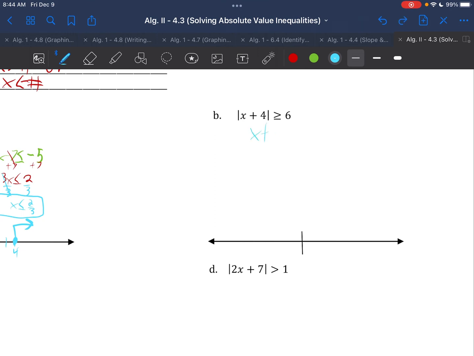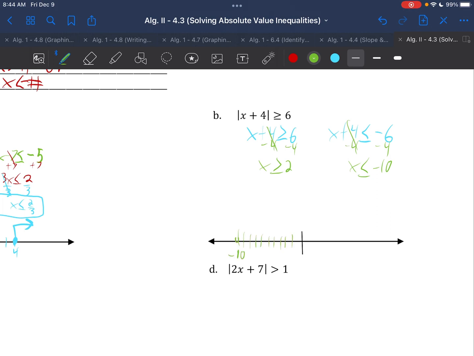Letter B, go and try this one on your own. All right, so we have the absolute value of x plus 4, which is already by itself, so we start by splitting it. x plus 4 is greater than or equal to 6, that one's normal. x plus 4 is less than or equal to, flip the sign, negative 6. Solve each. Subtract 4. x is greater than or equal to 2. x is less than or equal to negative 10.